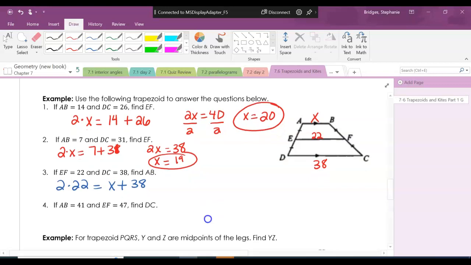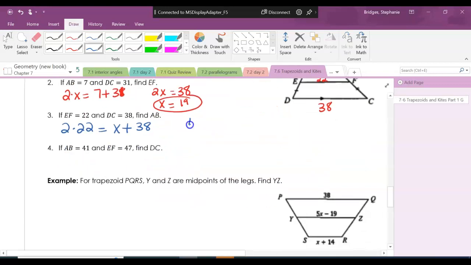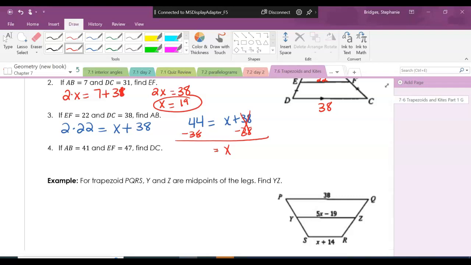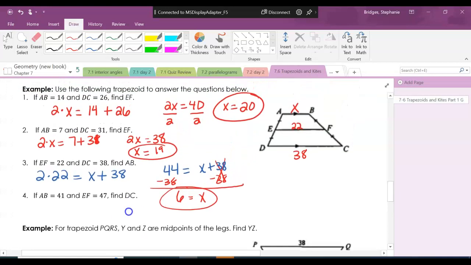What's 2 times 22? So if I have 44 equals x plus 38, how do I solve that? Subtract my 38, yep. What's 44 minus 38? 6. So guess what that is? All right, I want you to try 4, and then we'll do the last one together.